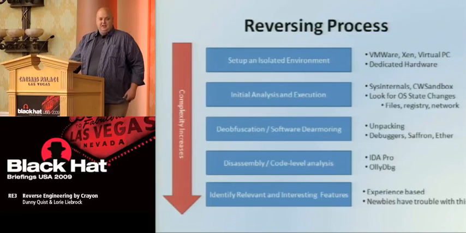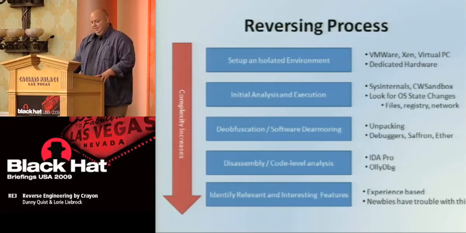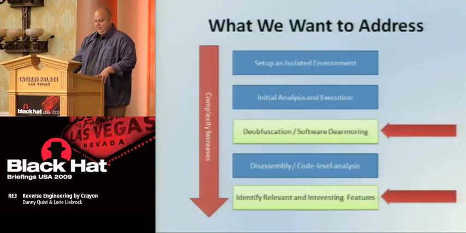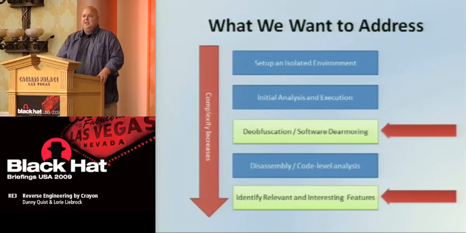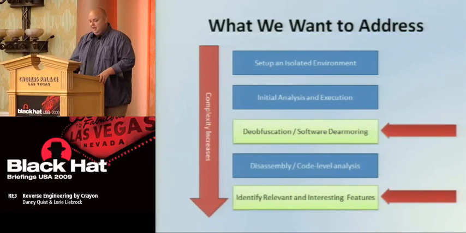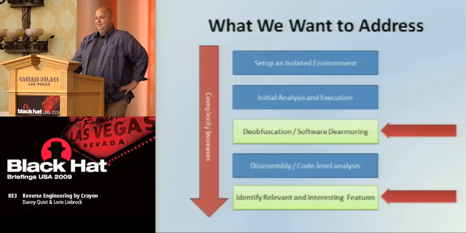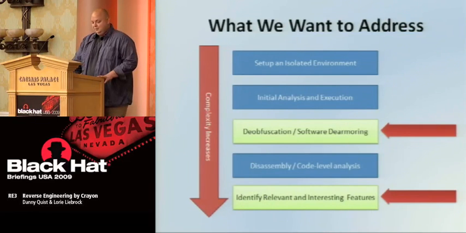This is just experience-based, something that you build after having a little bit of time in front of a disassembler doing reversing. So this talk is going to address two main points. The first one is going to be this deobfuscation and software de-armoring. We'll talk a little bit about how specifically Xen and Ether are used here. And then the second one is the identification of relevant and interesting features.